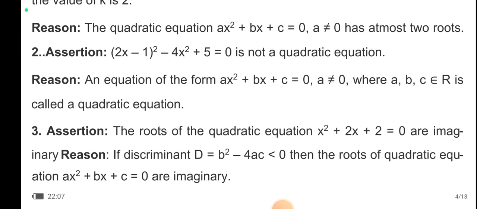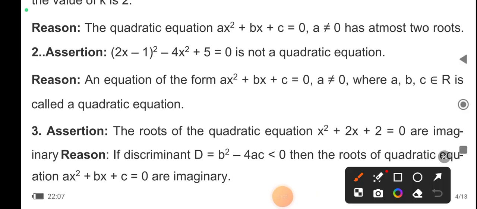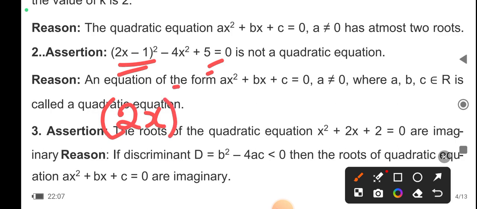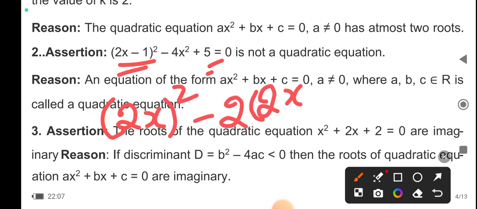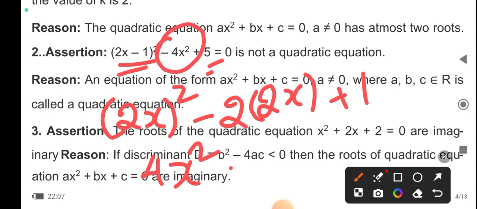Then the second one: (2x minus 1) whole square minus 4x square plus 5. Use (a minus b) whole square, that is a square, here (2x) whole square, minus 2ab, 2 into 2x into 1, plus b square, 1. Simple: (2x) whole square gives 4x square, so 4x square will come. Here 1, minus 4x square will come.